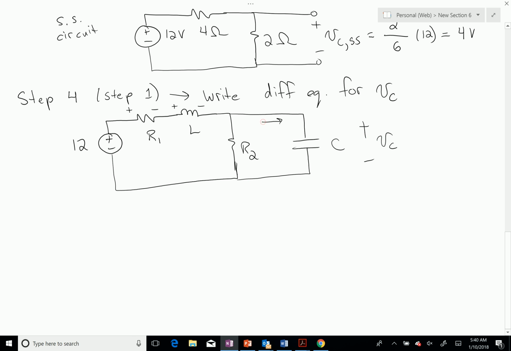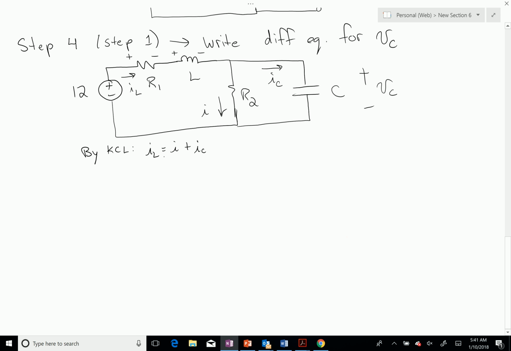So again, I need to be careful about all my directions. I've defined IC to be that way. I defined I to be that way. I defined IL to be that way. And now I've got VR and VL defined that way. Again, I need to always be careful about all my signs and directions. Now, to write this differential equation, I'm going to have to do some KCL and KVL analysis. So first of all, let's write what we know. By KCL, at the one node that I have, the only node that I have, IL equals I plus IC.